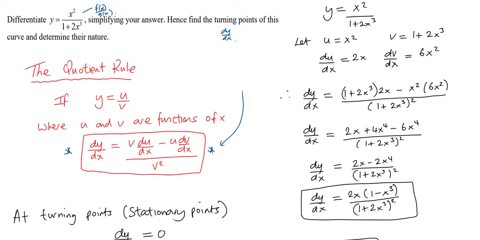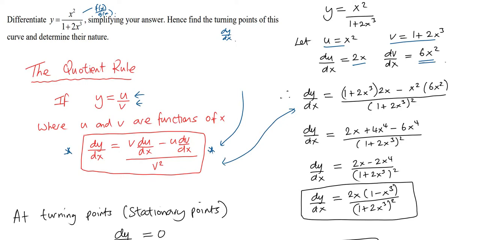Okay, u and v are the two functions of x, so we let u equal x squared and v equal 1 plus 2x cubed. So the first thing we do, we need to find du by dx, so we differentiate that, get 2x, and then we need to find out dv by dx, which is going to be 6x squared. Now all we need to do now is substitute into that formula.